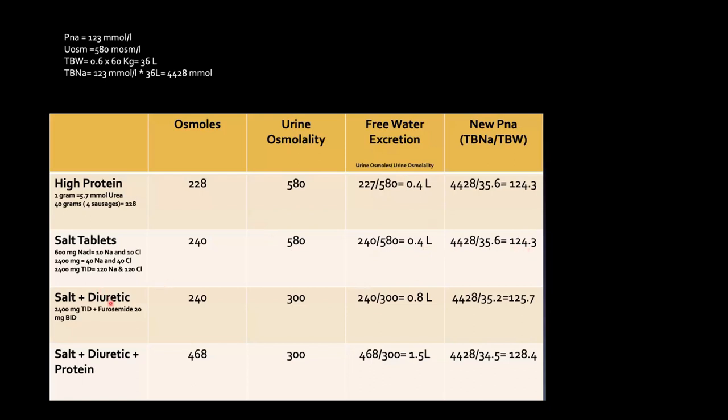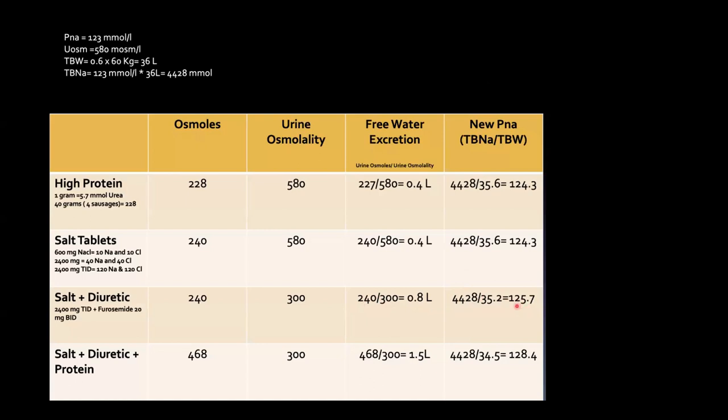Okay, now look what happens when I give them salt with a diuretic. So I gave them the same amount of salt, but with a diuretic, the urine osmolarity decreased from 580 to 300. So the free water excretion now is not 0.4. It is 214 osmoles of sodium chloride divided by the urine osmolarity of 300, which means he will put out 0.8 liters of free water. So now his plasma sodium is 4428 divided by 35.2. So there is a more effective increase in the plasma sodium.